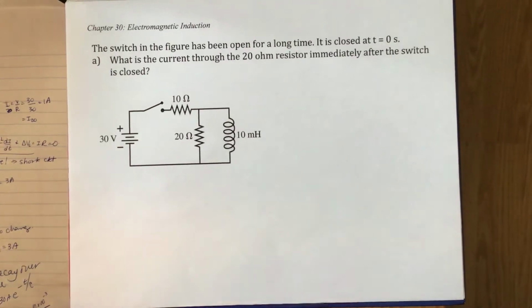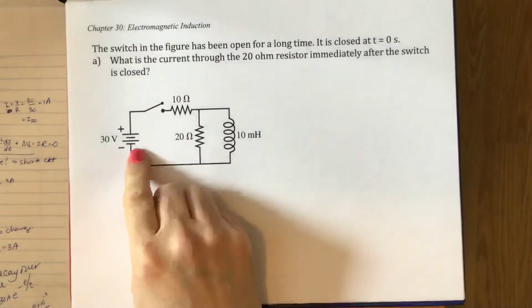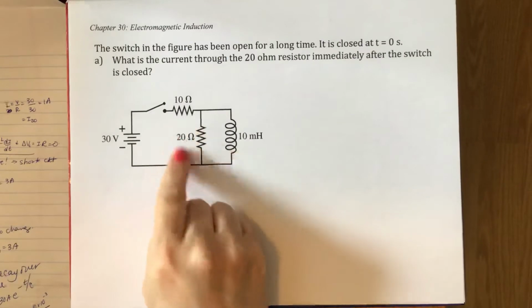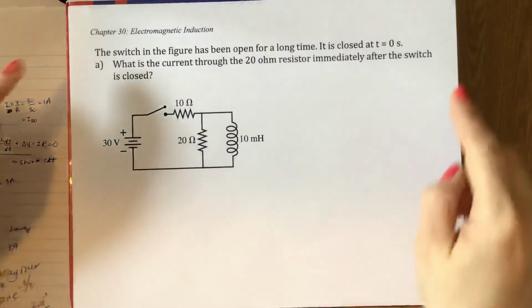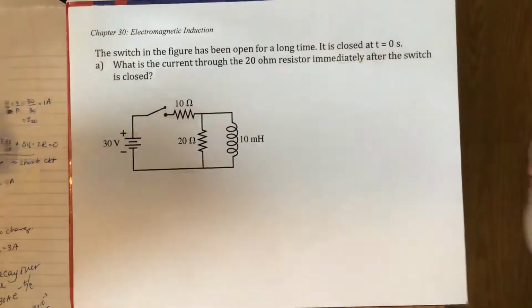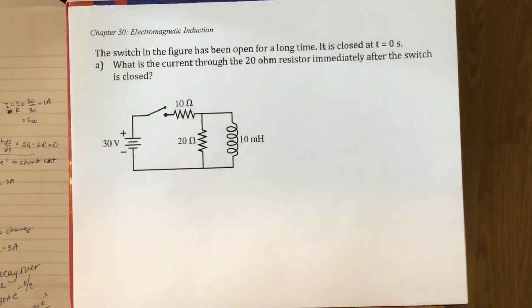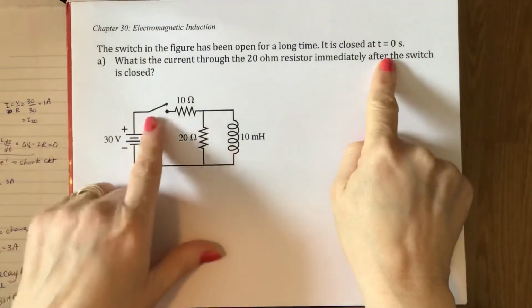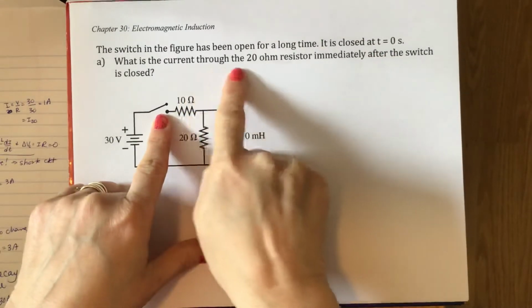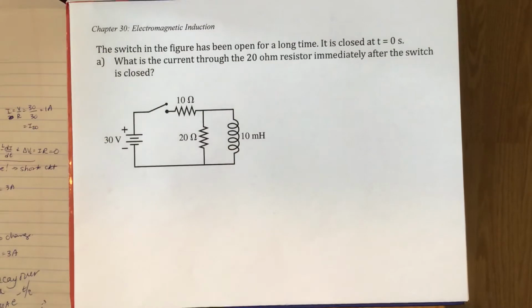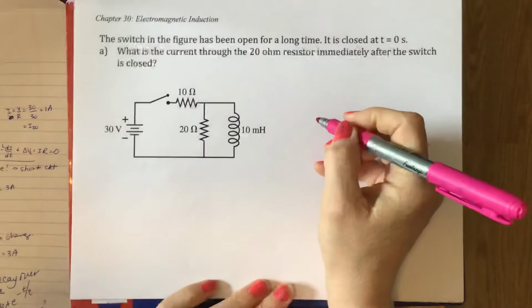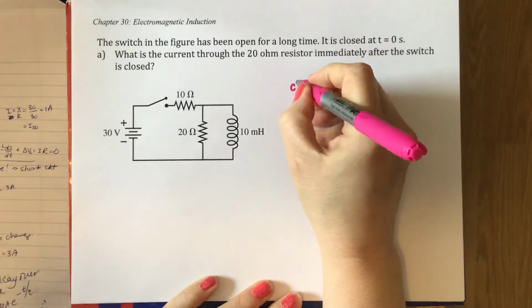So now in this example, we have a 30-volt battery, a couple of resistors, 10 ohms and 20 ohms, and a 10 milliohm inductor. The switch has been open for a long time, so that means initially nothing is happening. The switch is closed at t equals 0, and we're asking what is the current through the 20 ohm resistor immediately after the switch is closed.